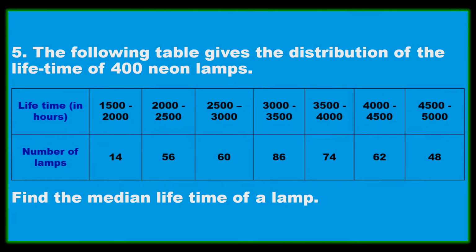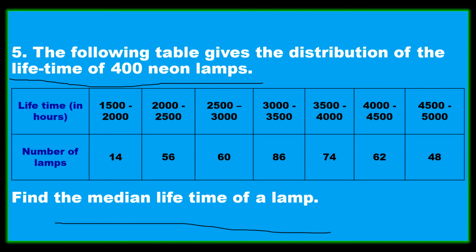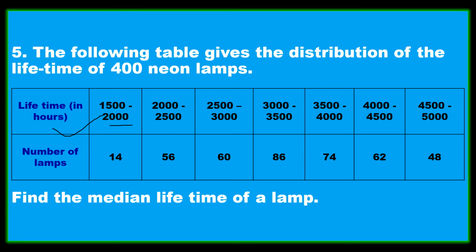So this is your fifth question. The following table gives the distribution of lifetime of 400 neon lamps. Find the median lifetime of a lamp. Here the table is given with lifetime in hours: 1500 to 2000, 2000 to 2500, and the number of lamps.